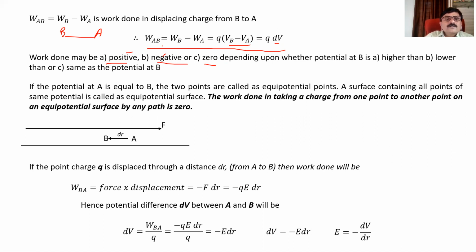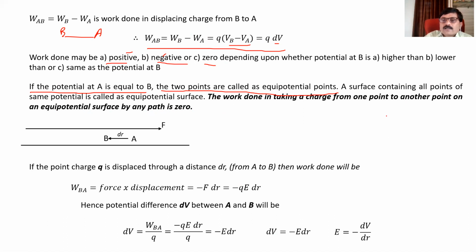So this is the potential difference between the points B and A. If the potential at point A is equal to the potential at point B, these 2 points have the same potential. The 2 points are called equipotential points, and a surface containing all points of the same potential is called an equipotential surface. And the work done in taking the charge from one point to another on an equipotential surface by any path is equal to 0.